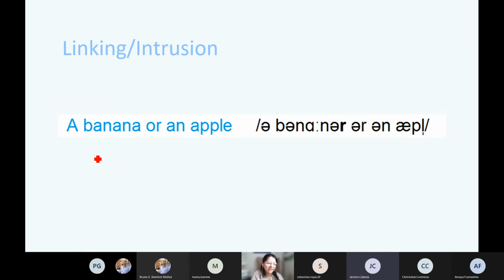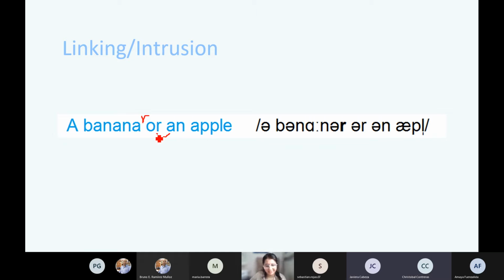Here we have one linking R and one intrusive R. Can you tell me where the linking and where the intrusive R are? The intrusive is in banana, and after we pronounce the intrusive R, we can use that R to link or, and then another linking in or an. Right? Can you pronounce this including a linking R and intrusive R, please?